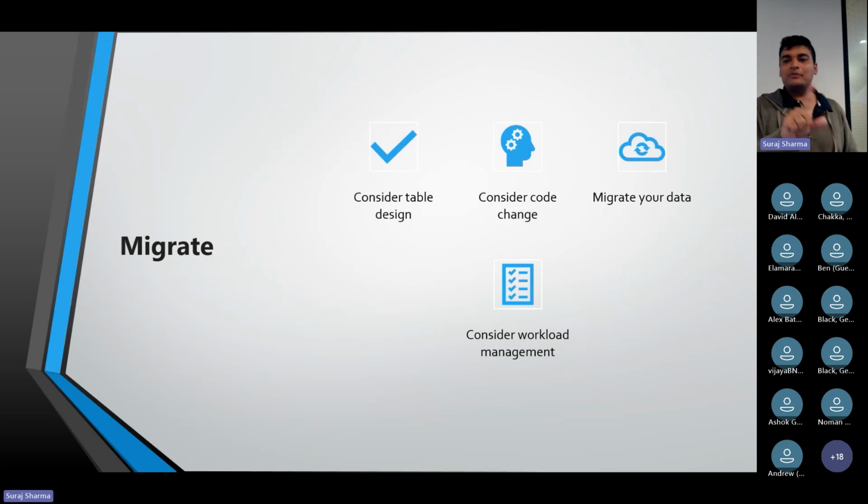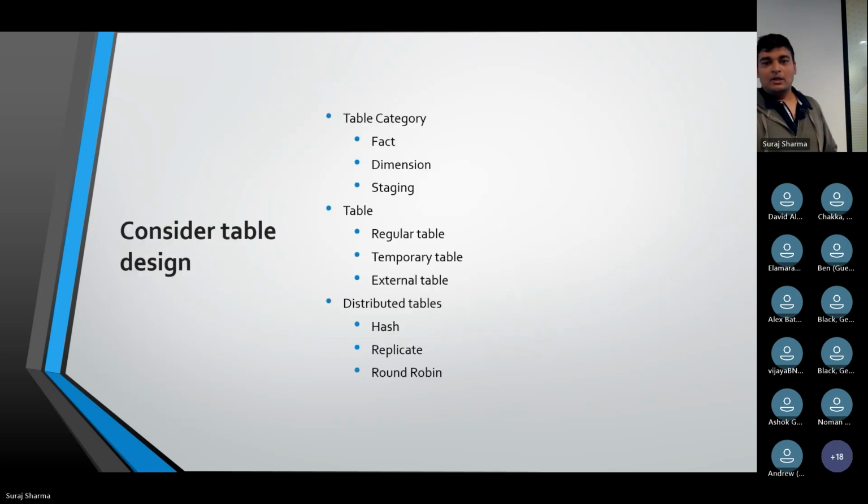So in the migration part, we have to think about these four steps. Consider the table design, consider the code change, migrate your data, and consider workload management. Because when you go into Synapse, you are going from an SMP architecture to an MPP architecture. So consider table design.